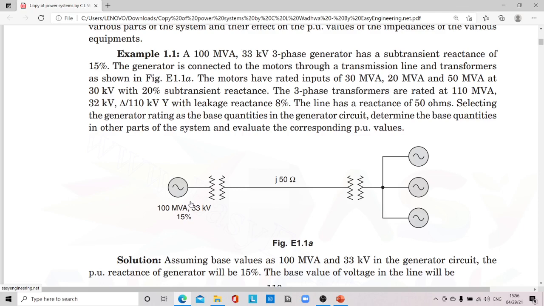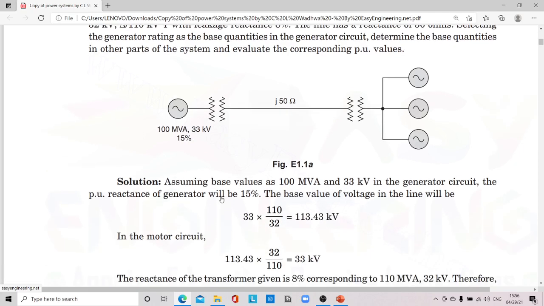Selecting the generator rating as the base quantities in the generator circuit, determine the base quantities in other parts of the system and evaluate the corresponding per unit values. So this is the single line diagram. Assuming base values as 100 MVA and 33 kV in the generator circuit, the per unit reactance of the generator will be 15%. The base value of voltage in the line will be 33 into 110 by 32.